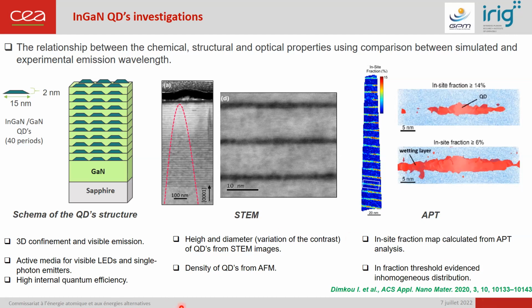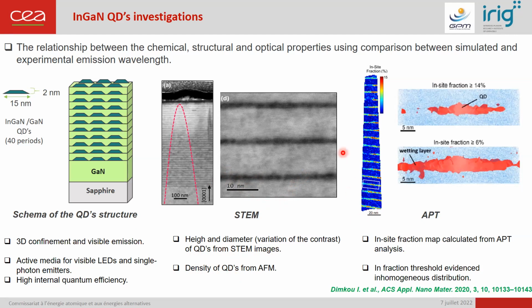So this is a sample that has been investigated. It has been grown using an MBE process on a sapphire substrate with a gallium nitride buffer and with a stack of InGaN quantum dot nanostructures. The height and diameter of the quantum dots have been determined from scanning transmission electron images using the variation of the contrast. And the density of the quantum dots has been measured using atomic force microscopy.